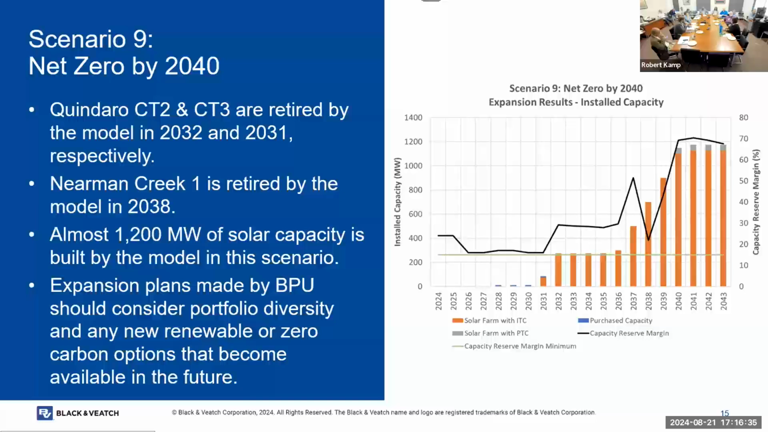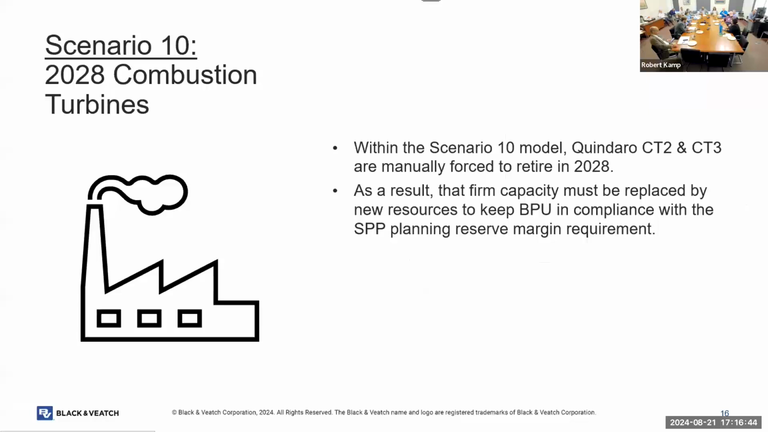All right, I guess we'll move on to scenario 10. This is a somewhat less complicated scenario. Here we're looking at a manually forced retirement in the model of the Quindaro oil-fired CTs in 2028. This is the earliest retirement contemplated in any of the scenarios. As a result of this forced retirement, the model will then have to replace the firm capacity through some new resource.